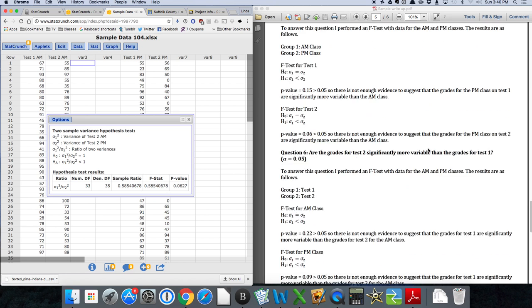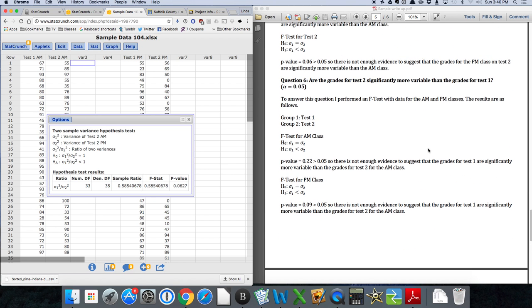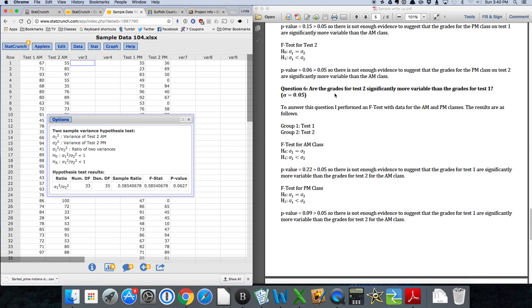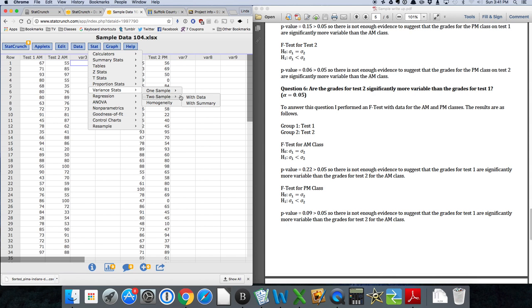So then the last question we've got here, I hope it's the last question. Yes. The last question we've got here is, are the grades for test 2 significantly more variable than the grades for test 1? So now we're looking at test 1 and test 2 as our variables, and we're going to be looking at the tests for the AM class and the PM class. This doesn't go directly towards answering our question, but actually I could have just used that. But it's possibly relevant, so we'll see.